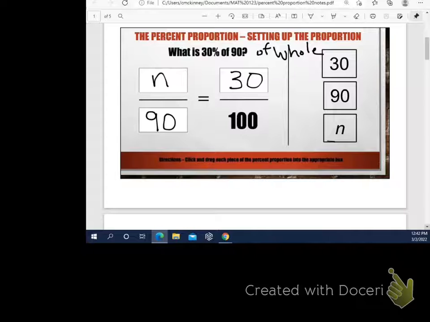Now that we have it set up, we could cross multiply and divide. So if I crisscross, I get 100N is equal to 2700. When I divide, I get that N is 27. And so for those of you who maybe have a different way that you normally find 30%, if you check it, 30% of 90, yes, it is 27. Okay? All right, and we'll talk about the other way later, but for now we're just going to look at proportions.